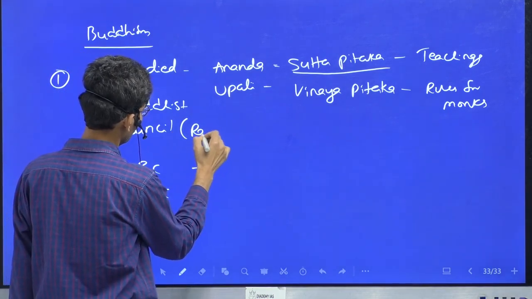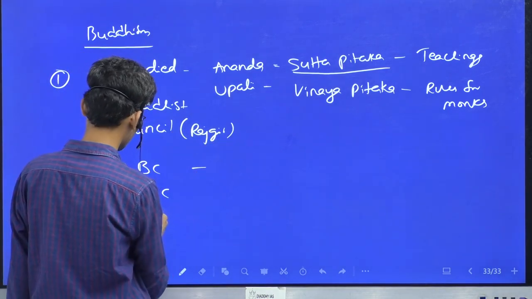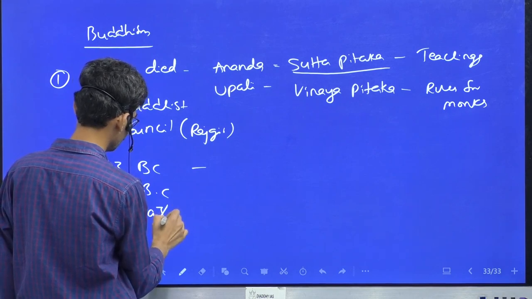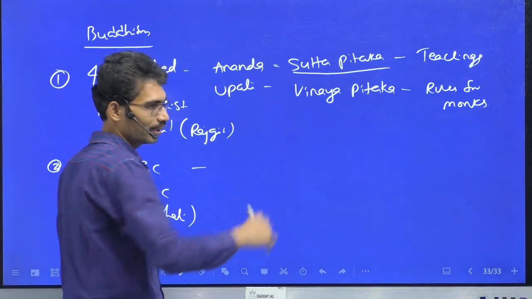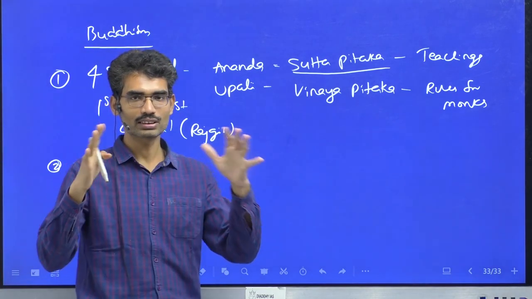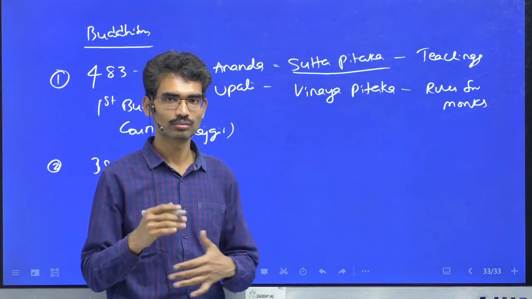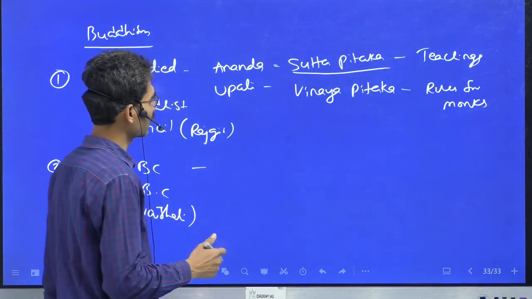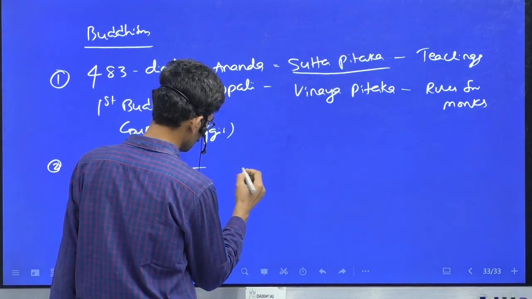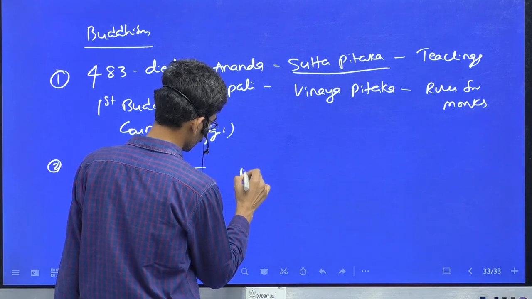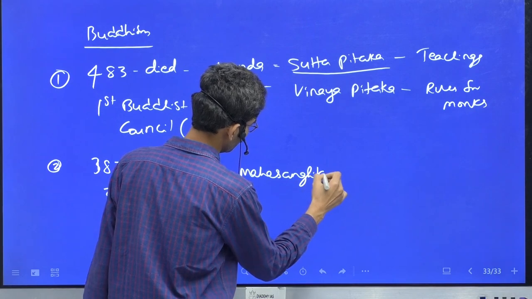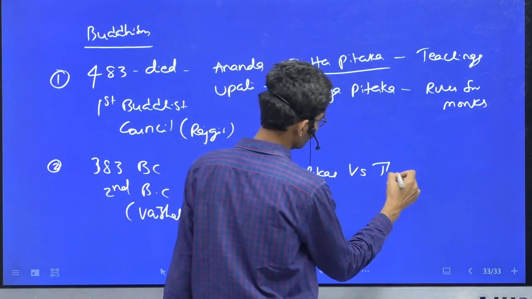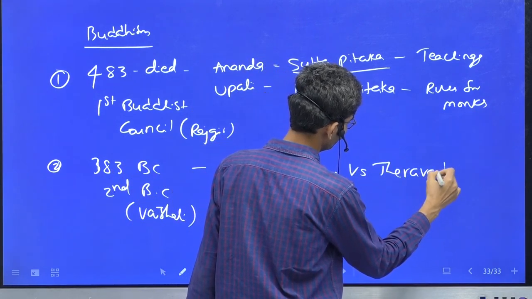This is Rajgir. This is Vaishali. Now by this time, some differences had already come within the Buddhist order, the Buddhist Sangha. This led to Mahasanghikas versus Theravada.